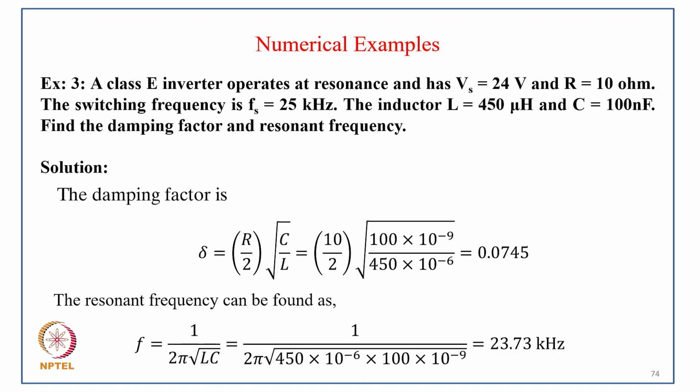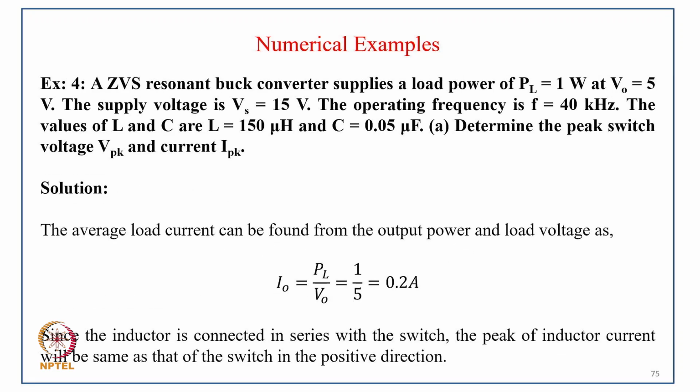To find the damping factor and resonant frequency. So the solution: the damping factor is delta equal to R by 2 under root C upon L. Putting value, it comes 0.0745, and the resonant frequency can be found out, F equal to 1 upon 2 pi under root LC, so it comes 23.73 kilohertz.